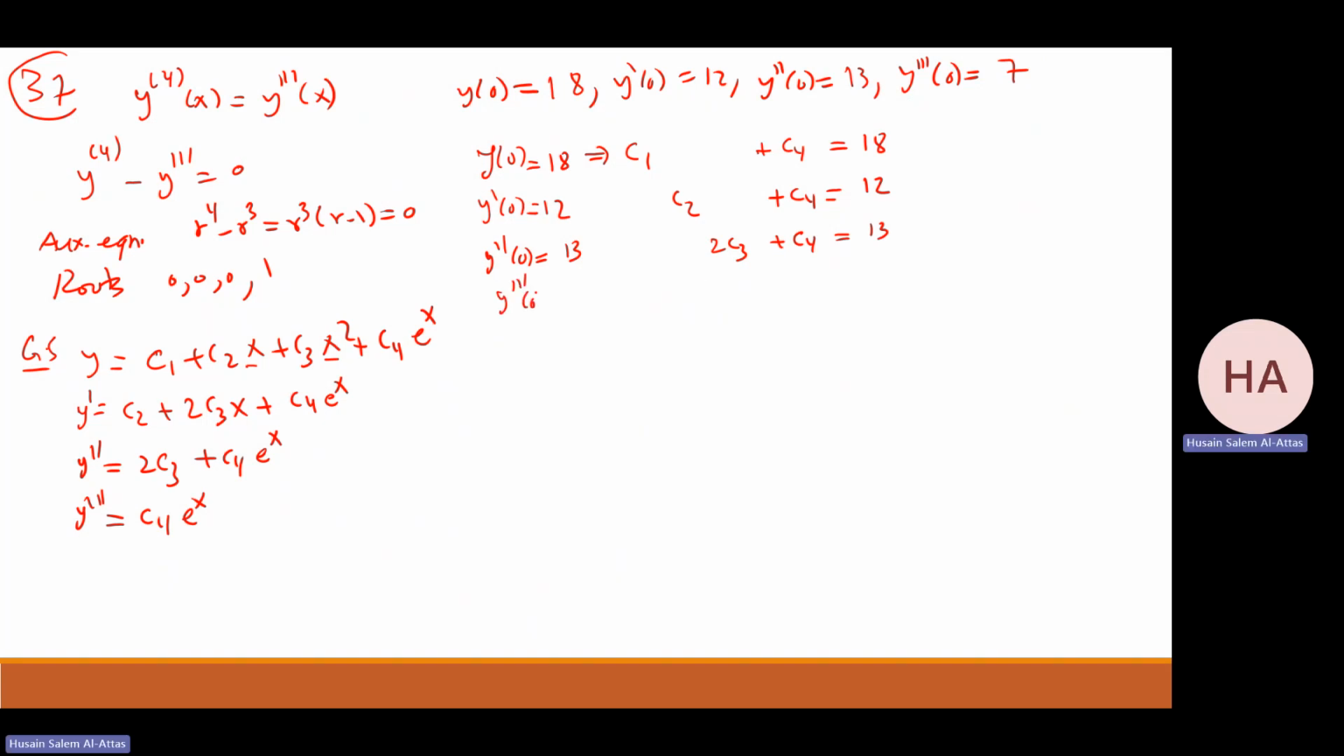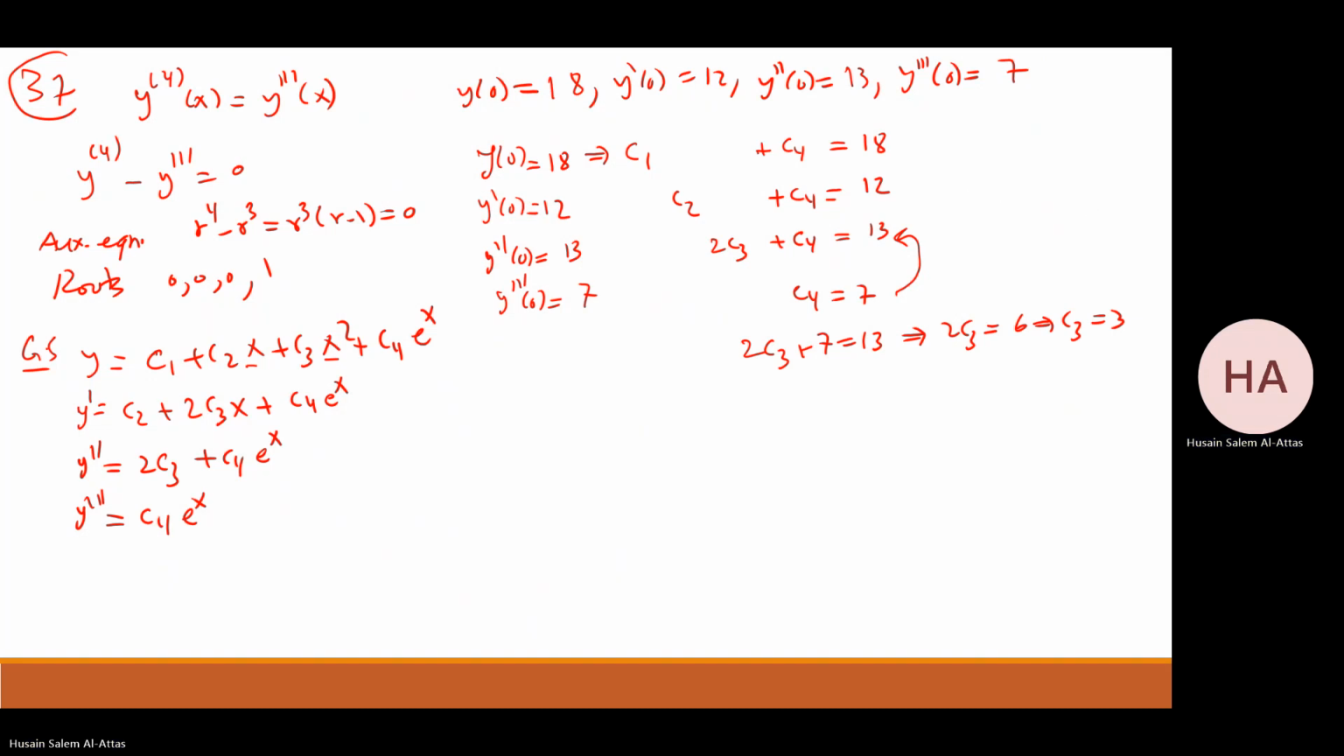Y triple prime at 0 equals 7. That means C4 equals 7. Yeah, easy one. It seems to be difficult, but it is not. With that 7, plug it here. So we have 2C3 plus 7 equals 13. That implies 2C3 equals 6. So C3 equals 3.